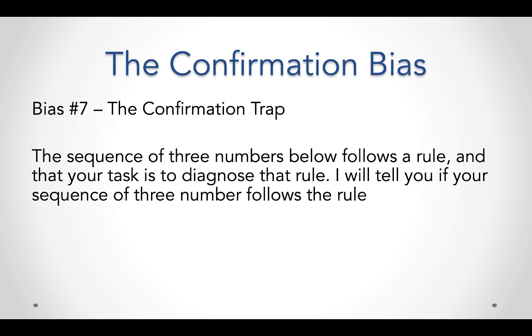The confirmation trap. The sequence of 3 numbers below follows a rule, and your task is to diagnose that rule. I will tell you if your sequence of 3 numbers follows the rule. And here are the numbers: 2, 4, 6. What is the next number? And yes, I know that most of you will say 8, and it's a done deal. It's like there's no question that it is 8, because everything goes up by 2, and that is the rule you came up with. But I'm telling you that is not necessarily true. It's one of the rules, not necessarily true. I say that my rule is any ascending number.